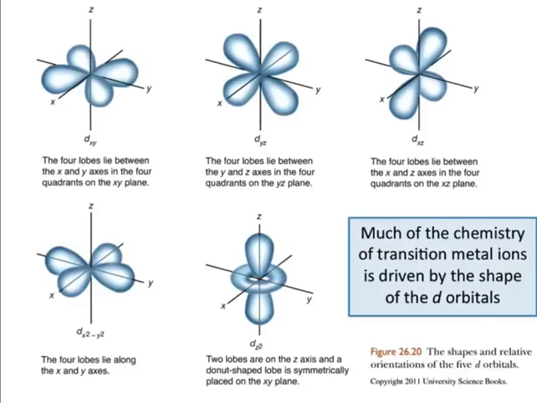And then don't forget the d orbitals have these kind of shapes. You've seen them before. They do tend to affect the chemistry in a big way, especially when we get into crystal field theory. So keep that in mind.